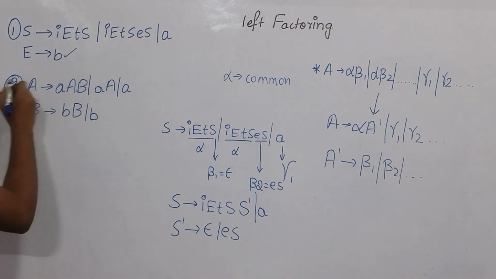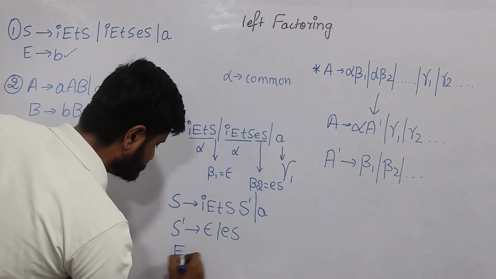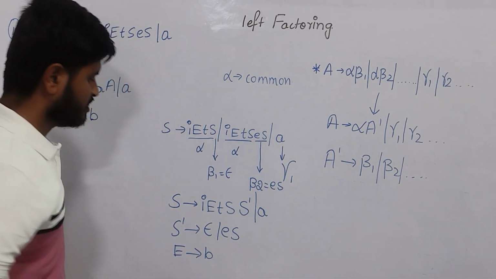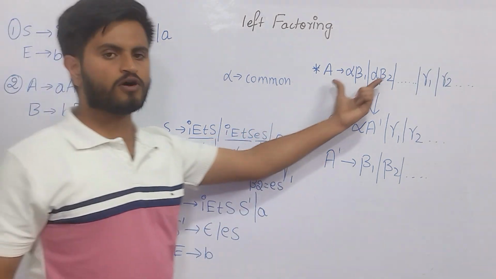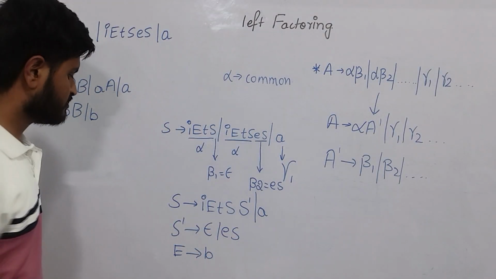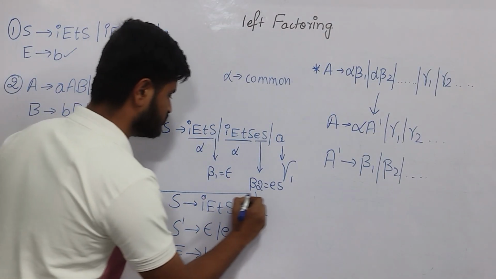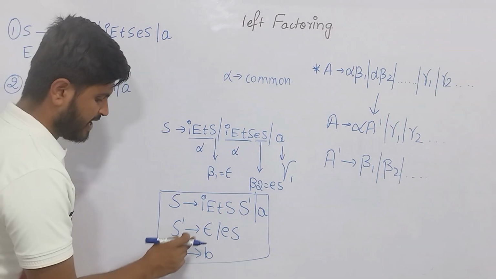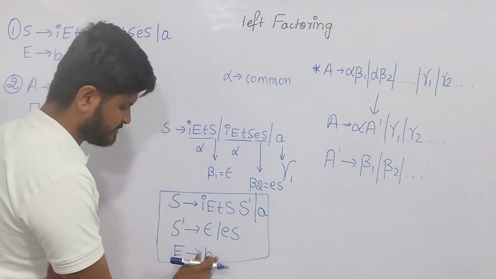Now let's go with the second production. E is producing small letter b. If you see, this is not in the generalized format. So you can tell that this is the final solution, and there is nothing to change in E producing b.